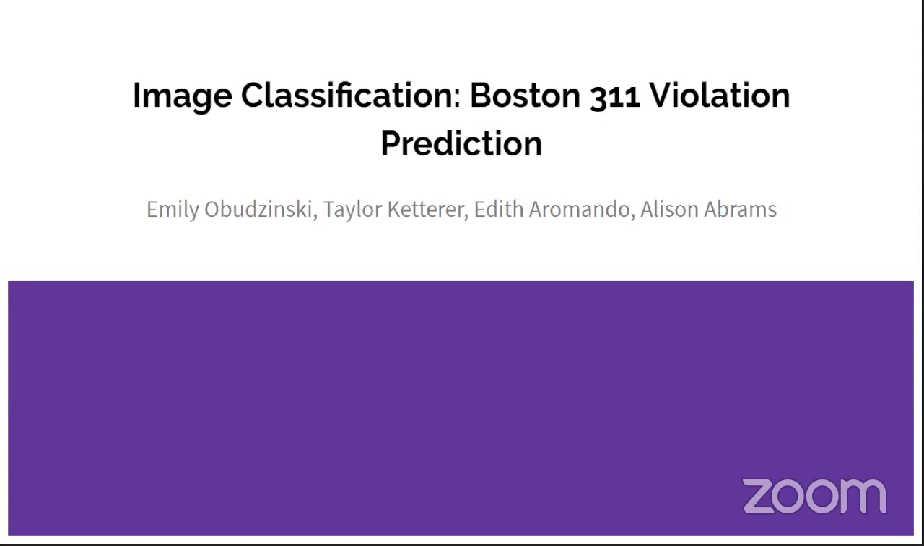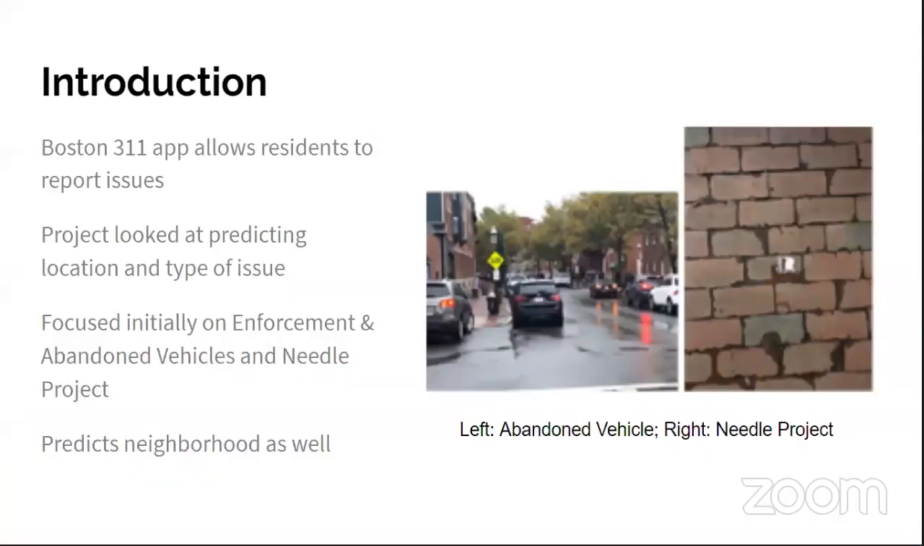Our presentation on image classification with Boston 311 violation prediction. Next slide. Okay. So Boston 311 is an app that allows residents to report issues in and around Boston. Our project looked at predicting the location and the type of issues specifically. We initially focused on the types of issues labeled enforcement in abandoned vehicles, which you can see an example of in the photo on the left, and the Needle Project, which you can see an example of on the right. The Needle Project basically reports needles around Boston so that they can be safely disposed of.